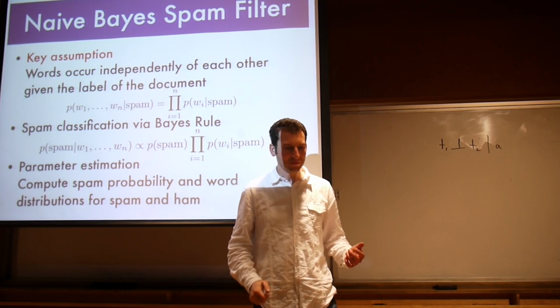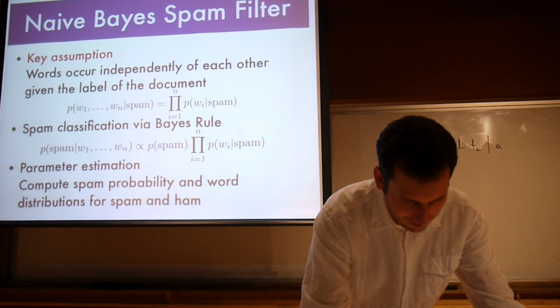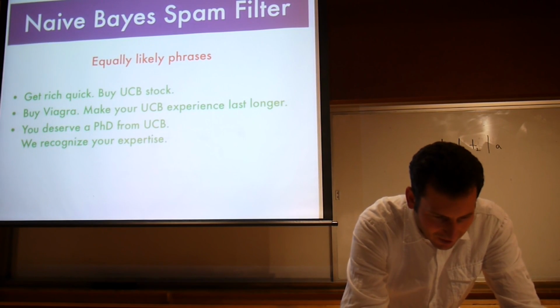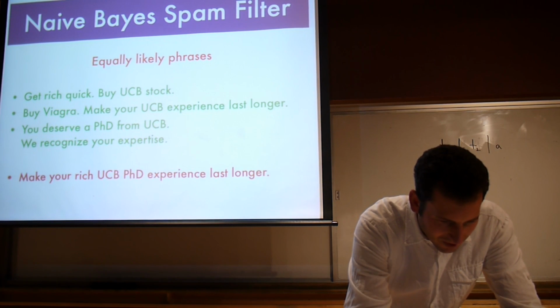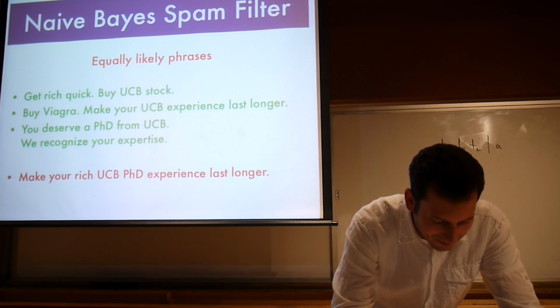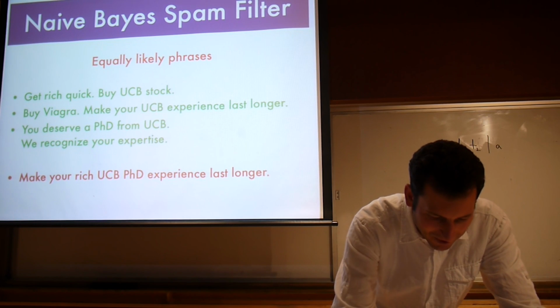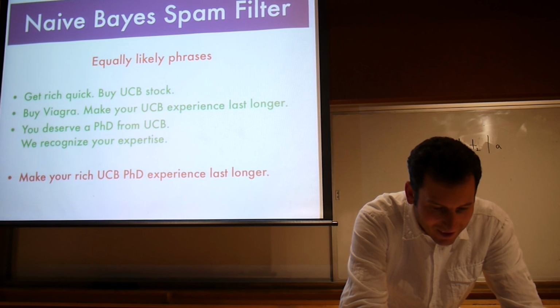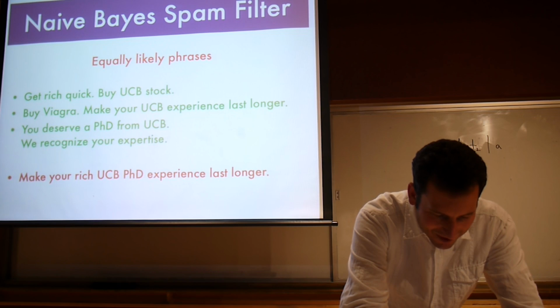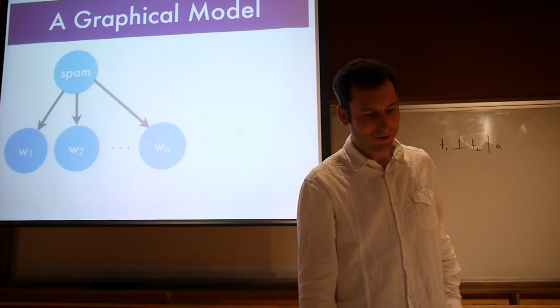So here's a few examples, of course. You can get a few of those phrases. And well, this one unfortunately is just as likely, which tells you that maybe the naive Bayes filter is a little bit too naive. Nonetheless, it's quite popular and it's a good baseline, and an algorithm better beat it, otherwise it's not a good algorithm.